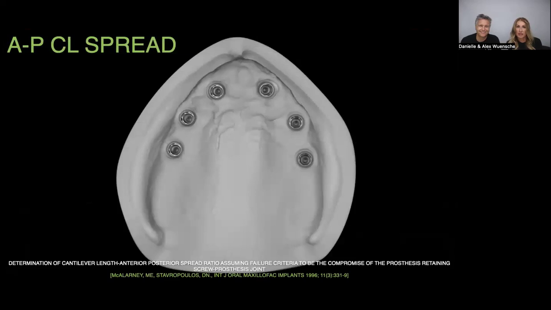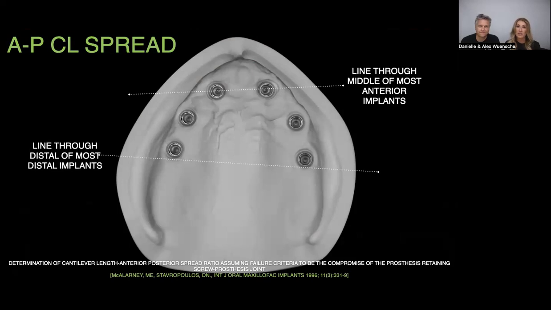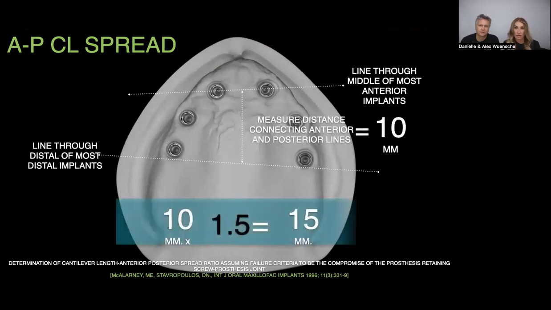So here we're going to be looking at the AP spread, so anterior posterior spread. So how is this measured? This basically establishes how far you can have a cantilever on the titanium bar. The measurement is taken in the central fossa of the most anterior 2 implants, and then the distal edges of the most posterior 2 implants. And then it gets multiplied by 1.5. That final number will tell you how far you can extend the bar restoration.